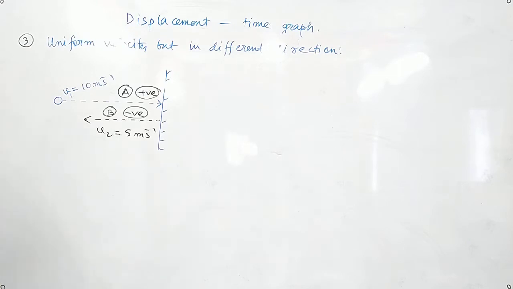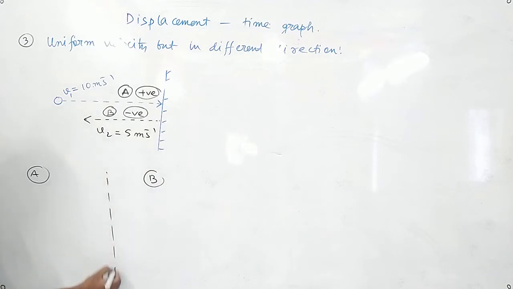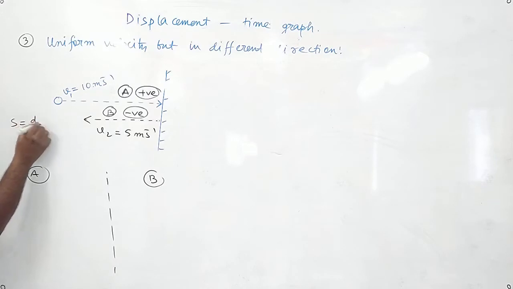Now, tell me. First, we will make a chart A, then we will make a chart B. Speed in case A is 10 meter per second. So, can I write speed equals distance by time, or can I write distance equals speed into time?